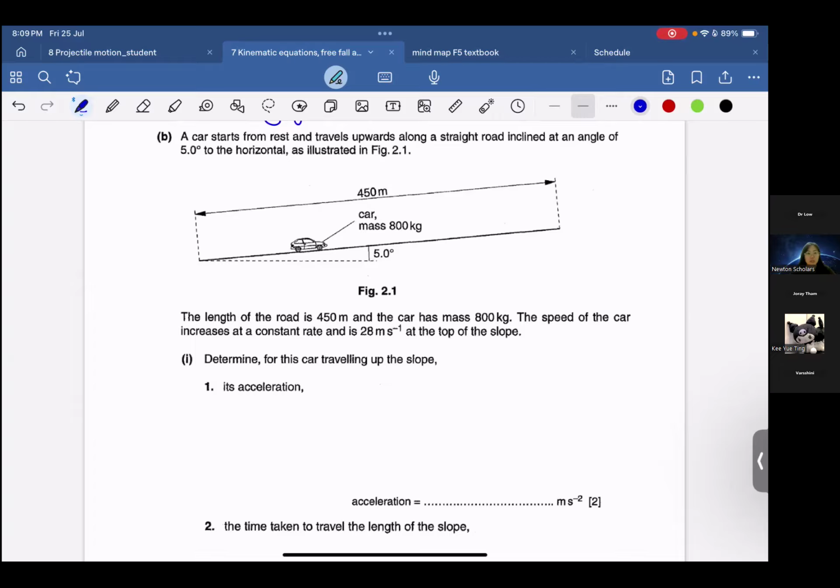Fawal, were you able to get this answer? B1? Vashini gets 0.87 meters per second squared. Yes, correct. How about question number 2?